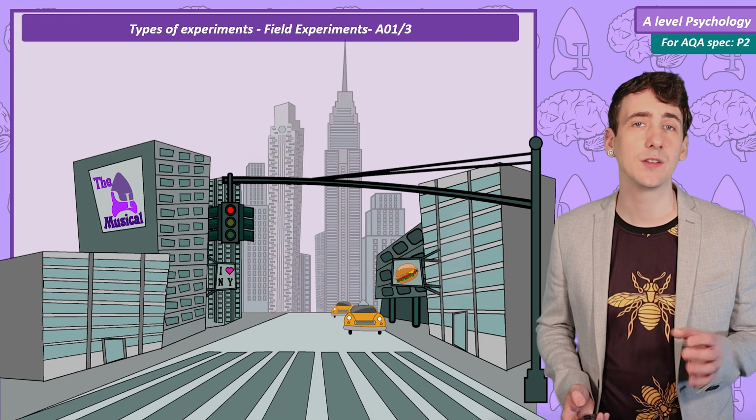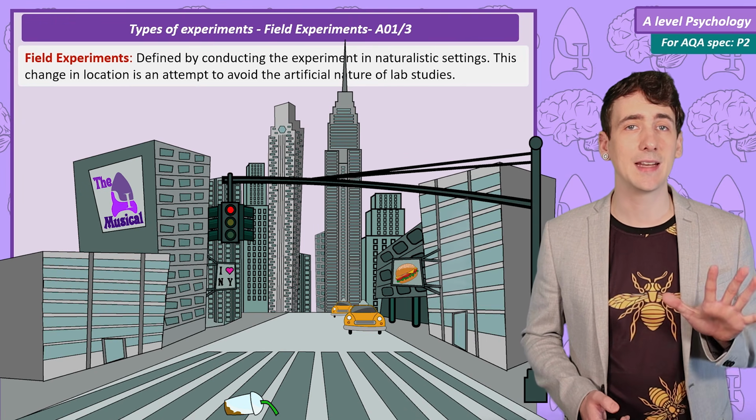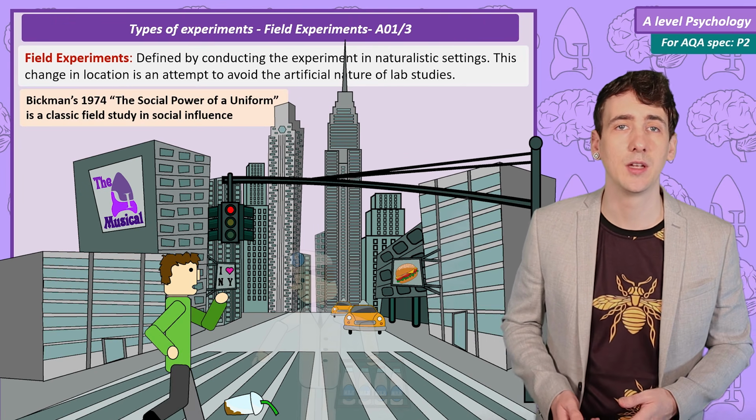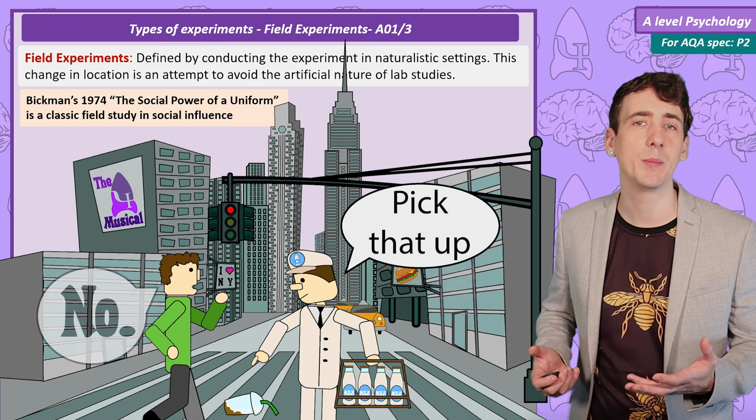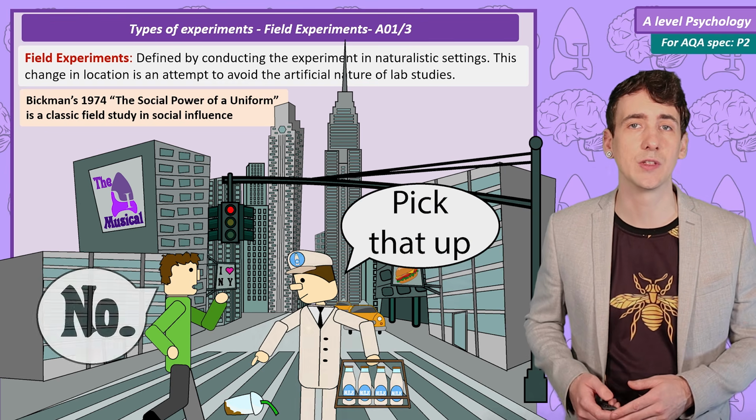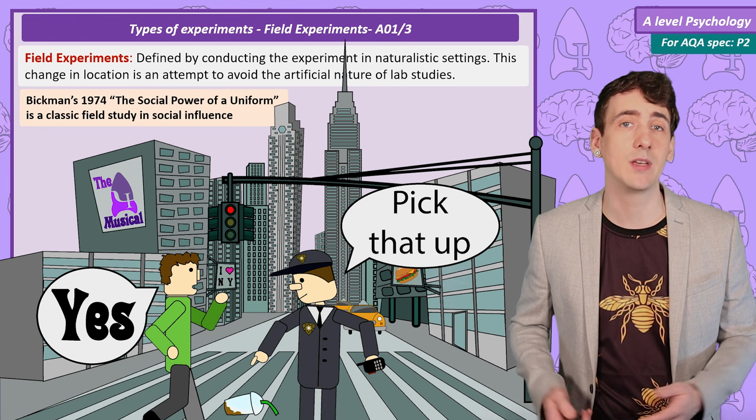Field experiment. Field experiments attempt to fix some of the weaknesses of lab studies, so instead of being set in a lab, they're conducted in the real world. For example, in a natural setting of a shopping centre, places of work, or schools. Places where people are used to behaving naturally.